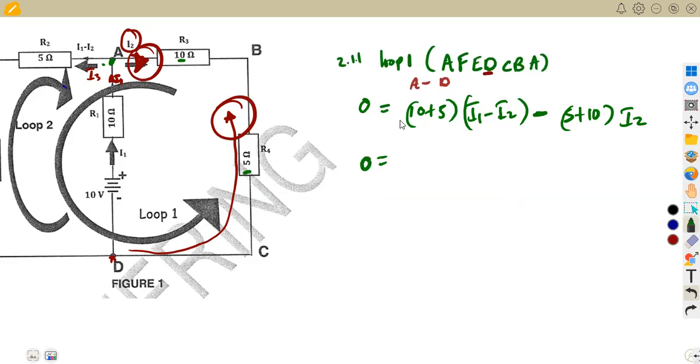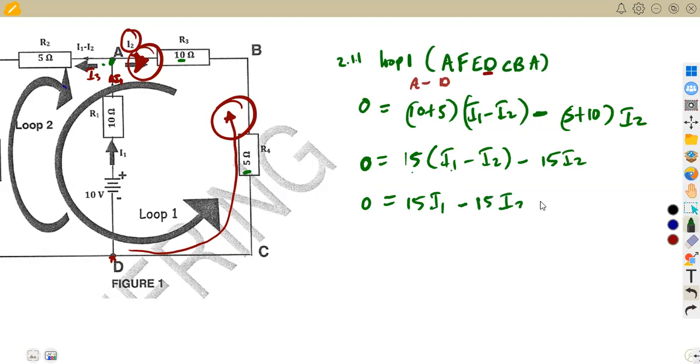You can simplify. 0 is equal to 15 times I1 minus I2, minus, if we add again here, 15 I2. Collect your like terms, but before that, you can expand the brackets. 15 times I1 is 15 I1, 15 times minus I2 is minus 15 I2, minus 15 I2.